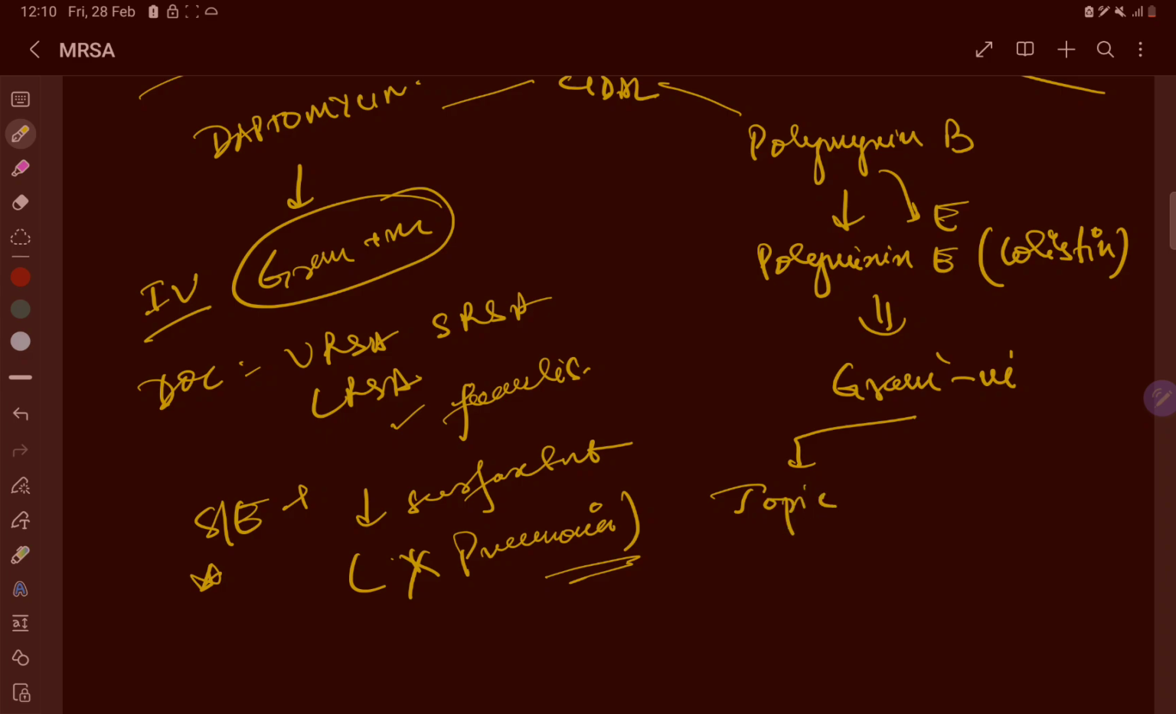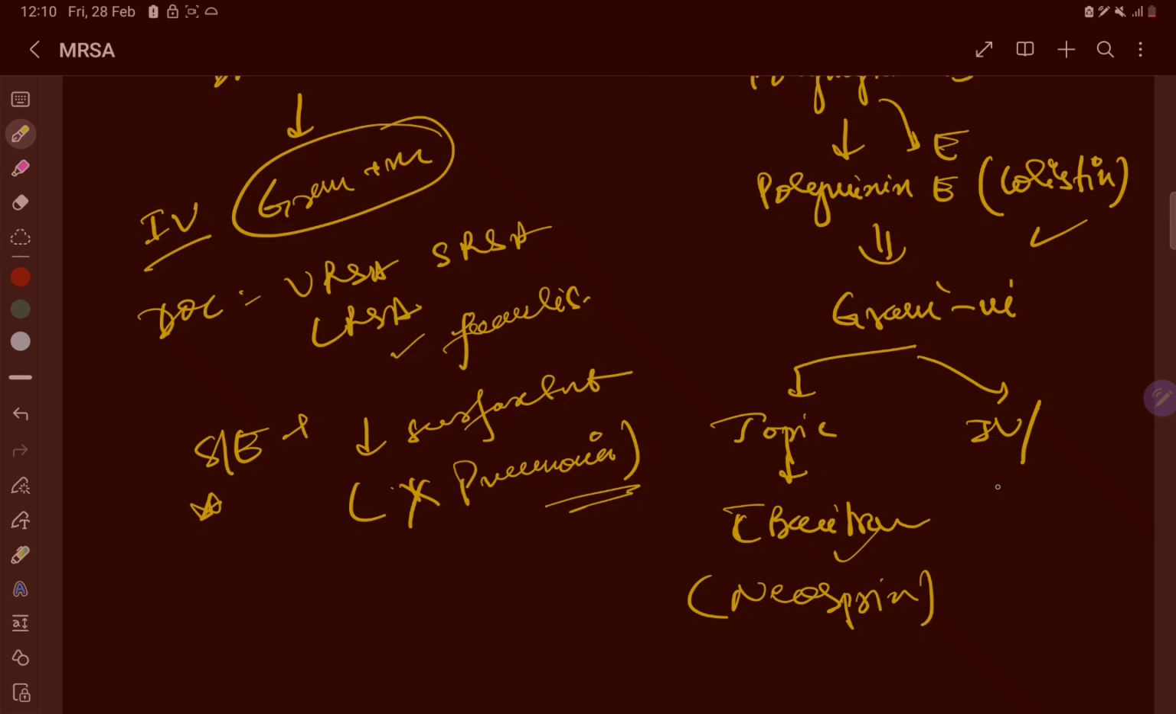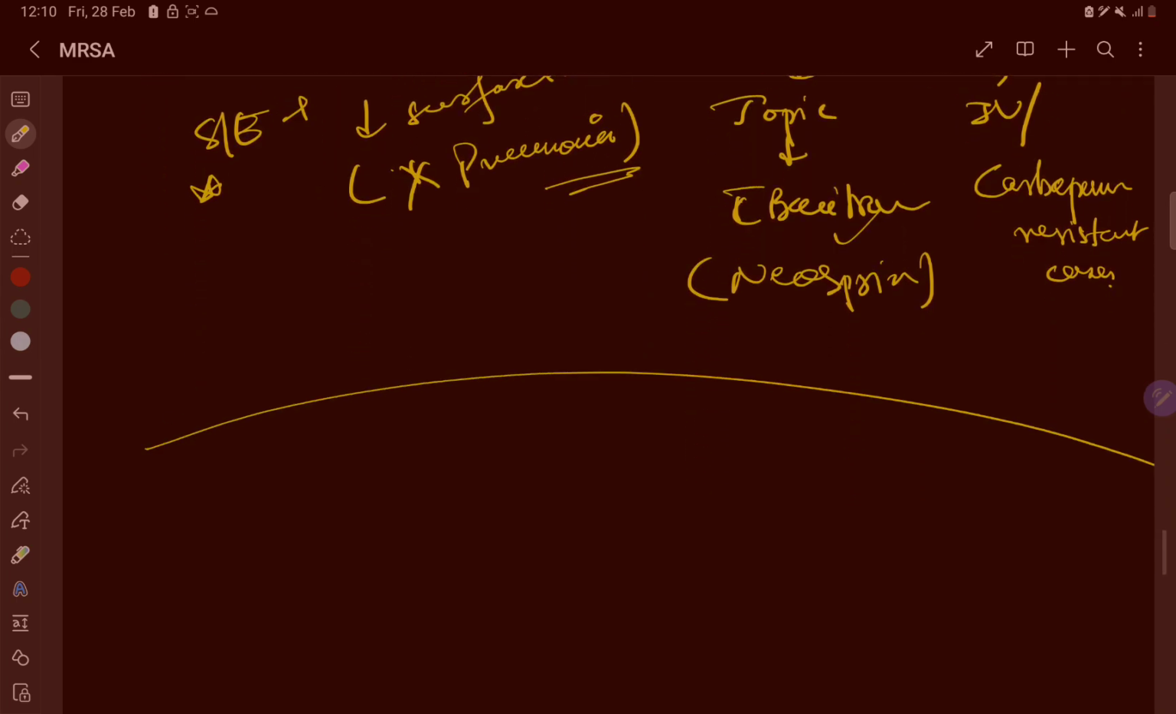Topical polymyxin B is used with bacitracin in the formulation of Neosporin powder. So there you can see colistin, bacitracin, and other. In IV we use it in carbapenem resistant cases. Okay, these are very important. We have discussed all of these. Let's see what else we can discuss here.